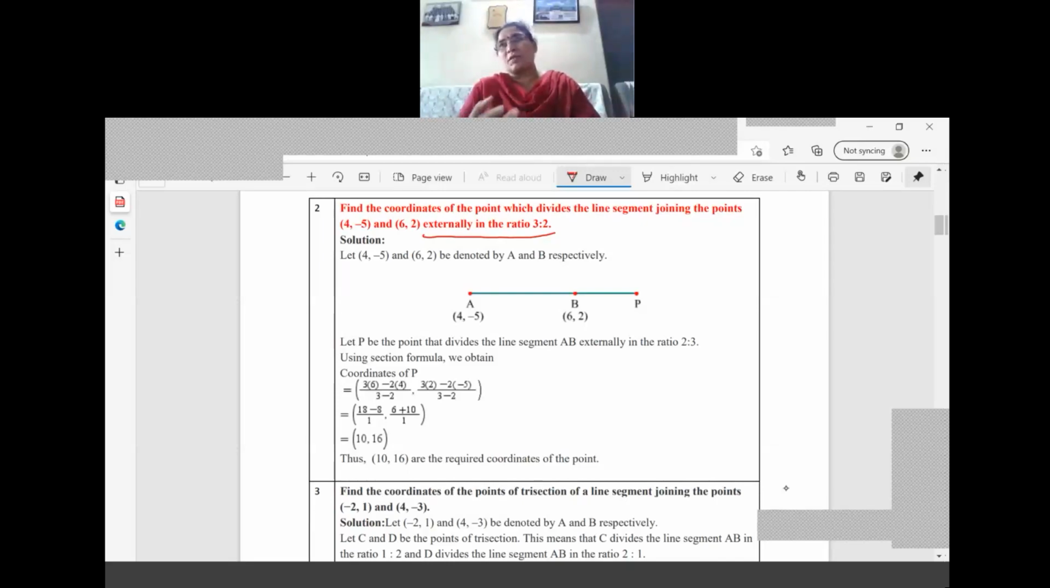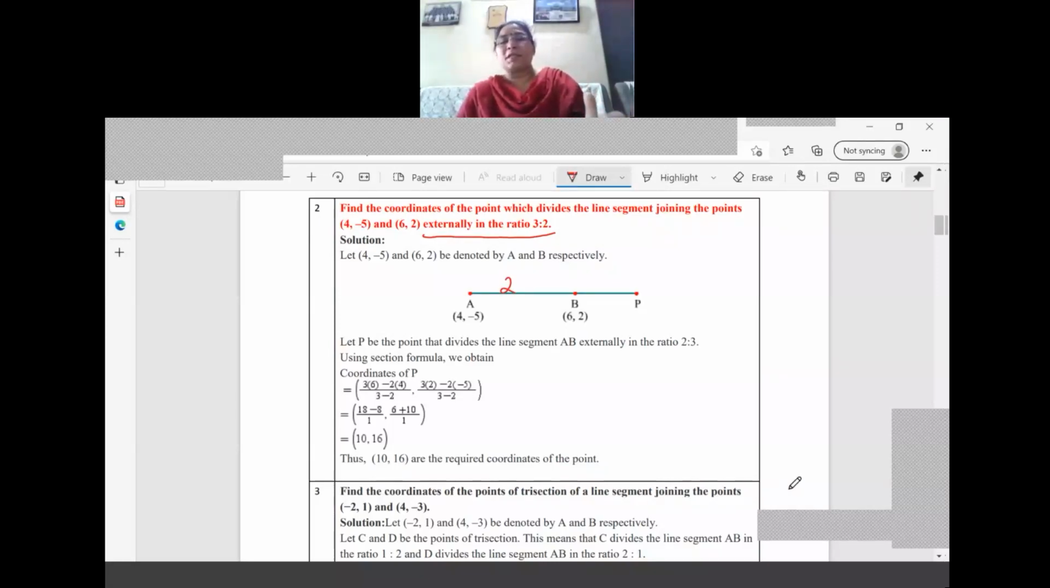This is not for asking in a question, not in the syllabus also, but I'll show what the change is here. We already know m1 x2 plus m2 x1, that plus becomes minus, and here also in the denominator, m1 plus m2 is also minus only. P is the point which divides the line segment AB externally in the ratio 2 is to 3 only. So 3 is the greater ratio, that means AP is 3 and AB is 2 only. Like that we have to write.